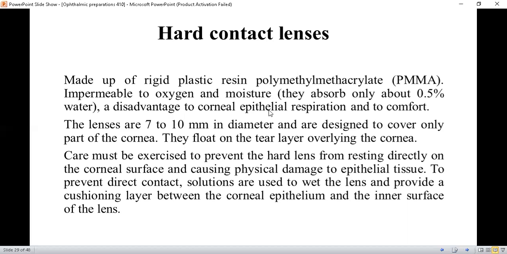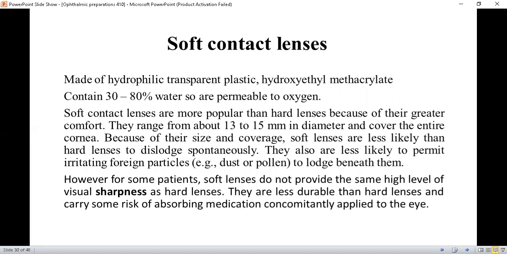Now let's proceed further. The second type is soft contact lenses. Soft contact lenses are made up of hydrophilic transparent plastic, hydroxyethyl methacrylate, and contain 30 to 80% water, so they are permeable to oxygen. Soft contact lenses are more popular than hard lenses because of their greater comfort. They range from about 13 to 15 millimeter in diameter and cover the entire cornea.